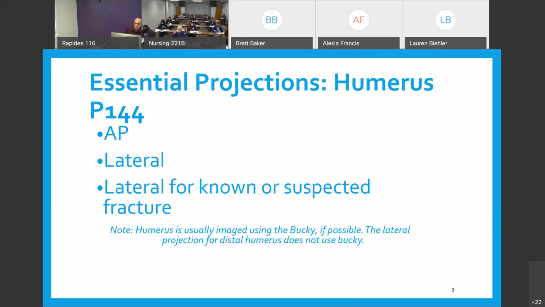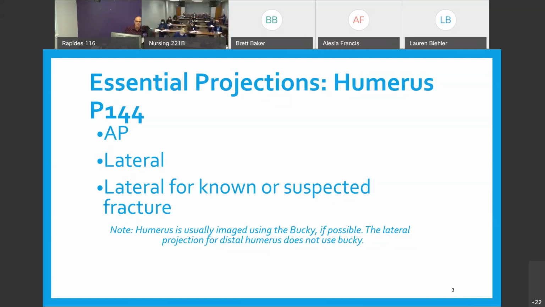This is going to be the discussion on the humerus itself. And again, we talked about on page 144 the essential views of the humerus. I also want to tell you, you see it's got AP, lateral, and then it's got lateral for known or suspected fracture. That comes into play with the transthoracic. For the transthoracic, that's going to be the upper portion of the arm. We have to include the elbow portion, and we also have to include AP trauma view. So we're going to go back to that and add to it.